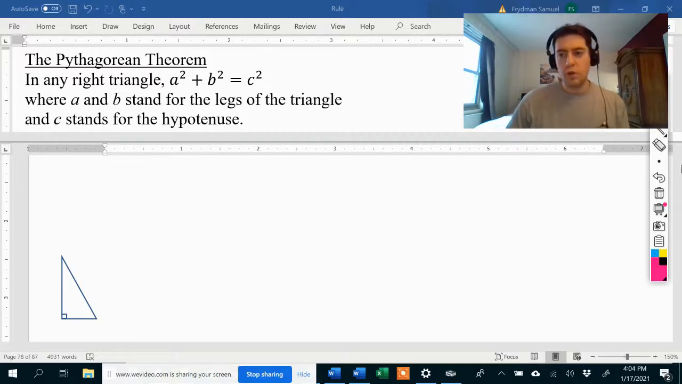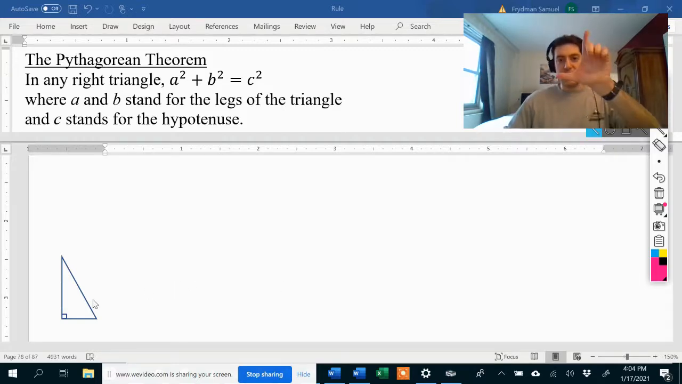So first of all, what do we mean when we say the legs of it? Well, first of all, what's a right triangle? A right triangle is just a triangle that has a right angle in it, that is a 90-degree angle. So you can see that this triangle has a 90-degree angle in it. This is the angle right here, which is 90 degrees, and that is sometimes represented with a little square symbol.